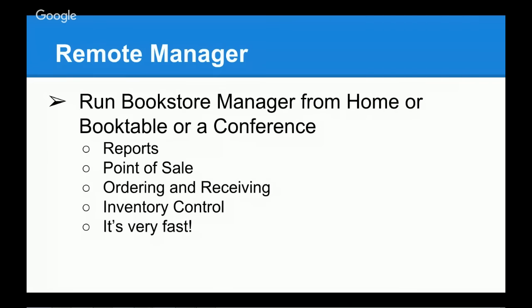All right, the next thing I want to talk about is Remote Manager. We had this request a lot at the show, and that's why I added this late. To be able to run Bookstore Manager from home or a book table or a conference, you can use what's called Remote Manager. It pops up and shows you Bookstore Manager. Then it's like you're sitting at that computer. You can run reports, do your ordering and receiving from it, do point of sale, and maintain your inventory. The other thing is it's very fast. It's not taking over the machine. If you're using something like LogMeIn or GoToMyPC, that program takes over the machine. With this option, it runs in the background, so you don't have anything to worry about. It's just refreshing the screen, so it is fast.